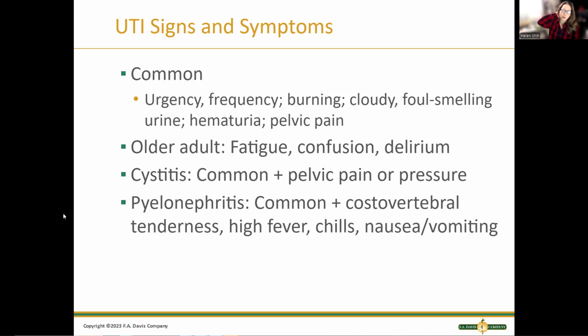In pyelonephritis, pyelo, remember, means renal pelvis, which is the big funnel that connects the kidneys directly into the ureters. In pyelonephritis, the UTI has traveled into the kidney itself. And so you're going to see the urgency, frequency, burning, cloudy, foul-smelling urine, hematuria, and pelvic pain, plus costovertebral tenderness, high fever, chills, nausea, and vomiting. The high fever, chills, nausea, and vomiting are now systemic symptoms of UTI.